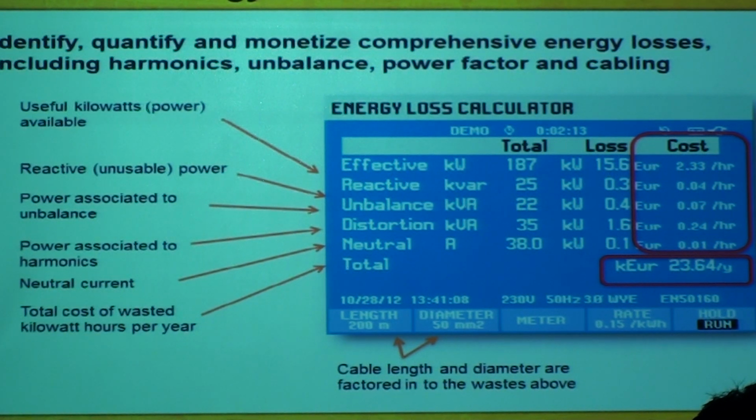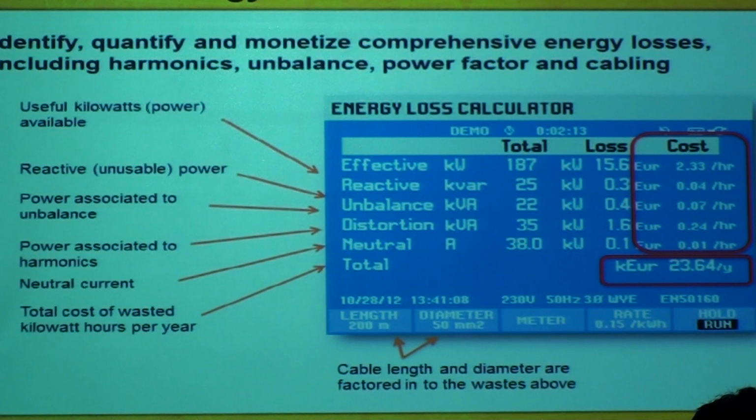This is a function that is not available on any product worldwide. There's no other company that has such a calculation built into a product. It's patented by Fluke, and that's why it's very good, because this is the true energy loss that you have.